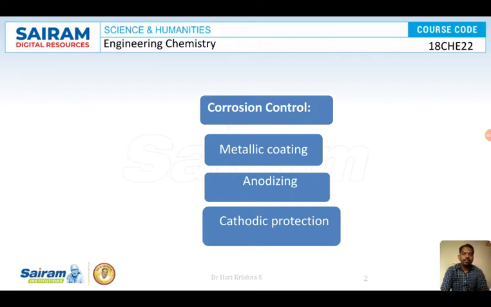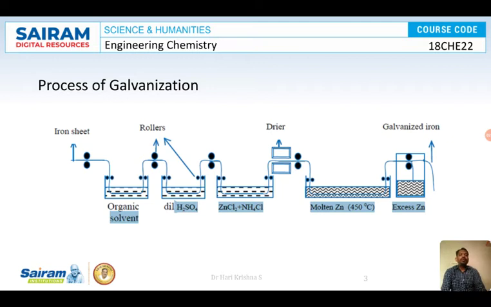An example is galvanization. So what is galvanization? Coating zinc on the surface of a base metal, iron or steel, in order to prevent it from further undergoing corrosion is called galvanization. Let us see how galvanization is carried out. We take a base metal and dip it in an organic solvent. Why? You are supposed to clean the surface; first cleaning is very important. When dipped in organic solvent, the oil and grease will be removed from the surface.